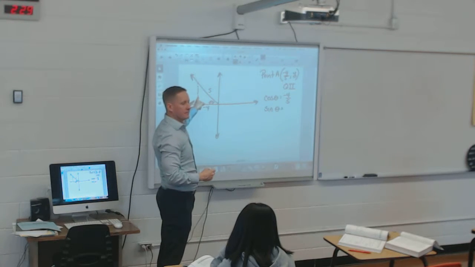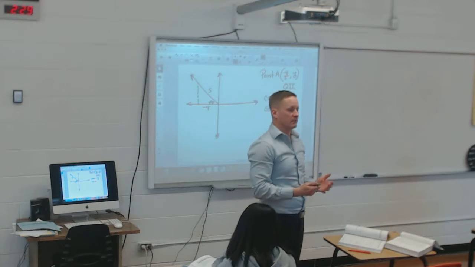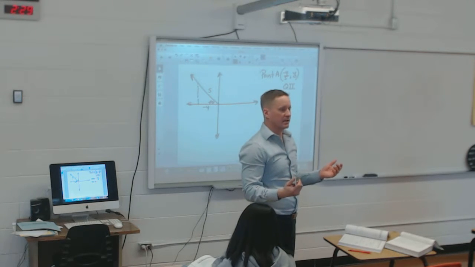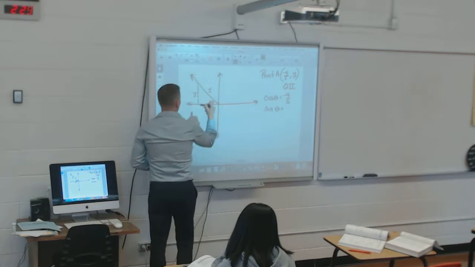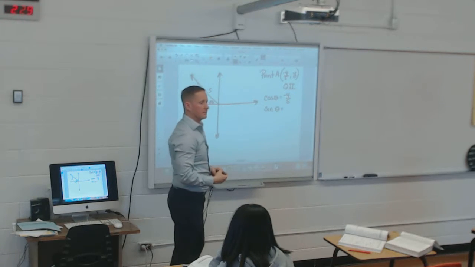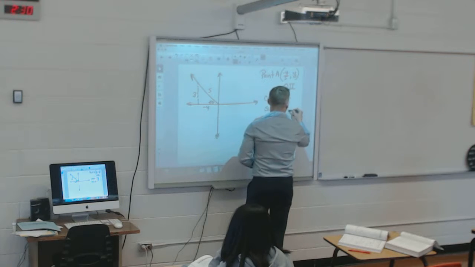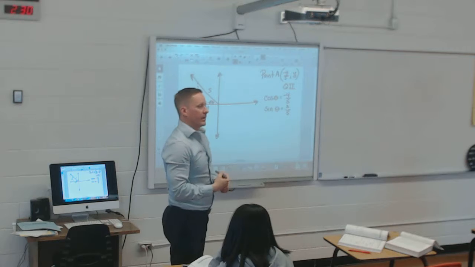What's the measure of that side? I just want the measure of this side. How do you get it? 25 minus 16 is 9. Square root of 9 is 3. Okay, what's the sine of theta now? And I'm done. That's the easiest way to do these questions.